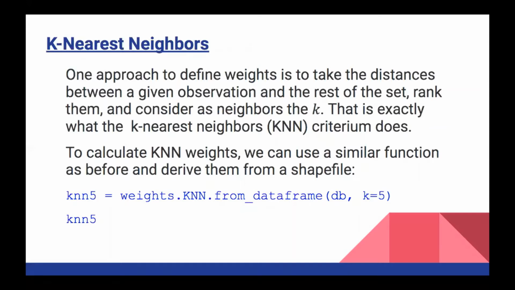Now, we have different types of distance weight matrices. One of them is k nearest neighbors, as we always see in ArcGIS tools on the ArcGIS software. And this approach, we'll be using it today in our application. One approach is to define weight by taking the distance between a given observation and the rest of the set, ranking them, and considering the nearest k as neighbors. That is exactly what the k nearest neighbor criterion does.